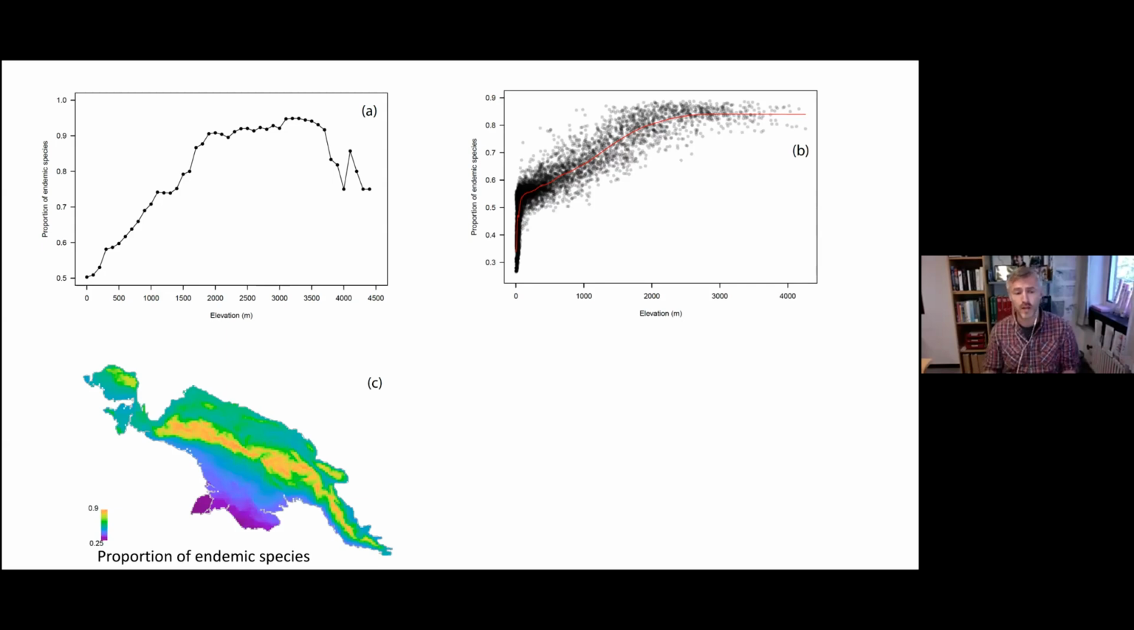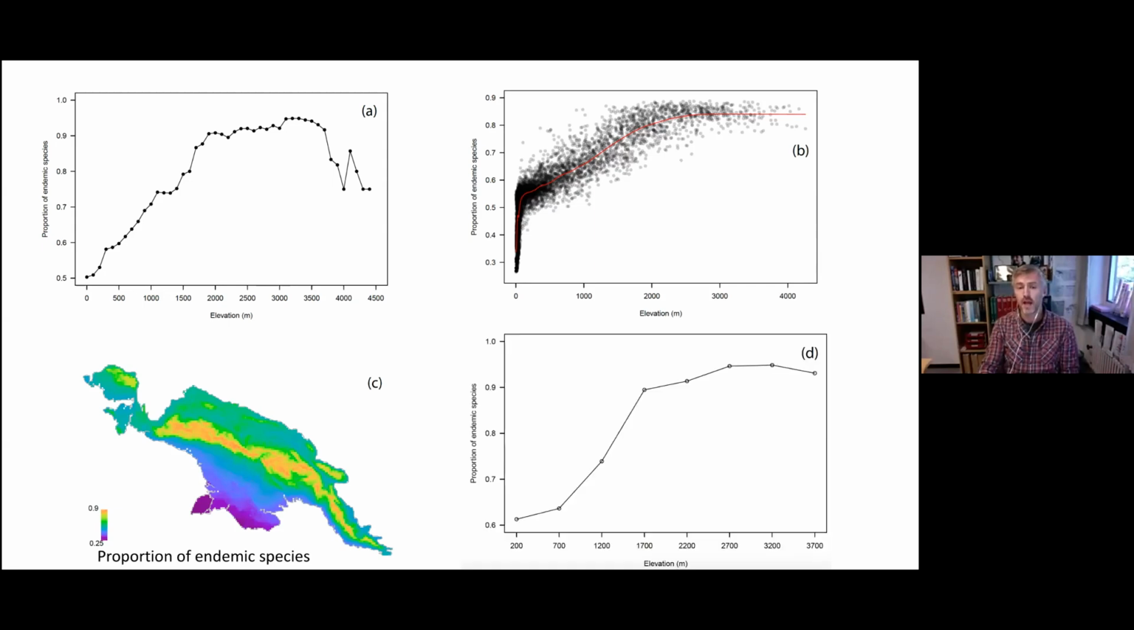And when we depict it on a map, again, we can see that the proportion of endemics is very high at the highest elevations. And now we're adding one more spatial scale to this. These are the stations along the Mount Wilhelm transect. And even here, for passerine birds, we can see that the proportion of endemic species increases as we move upwards.